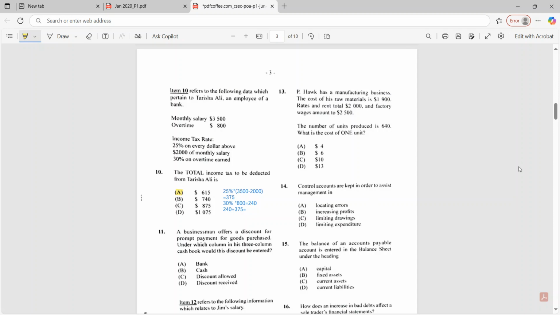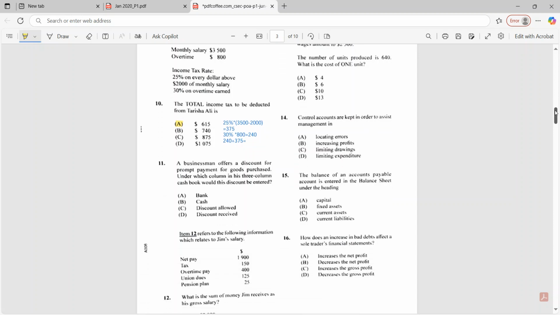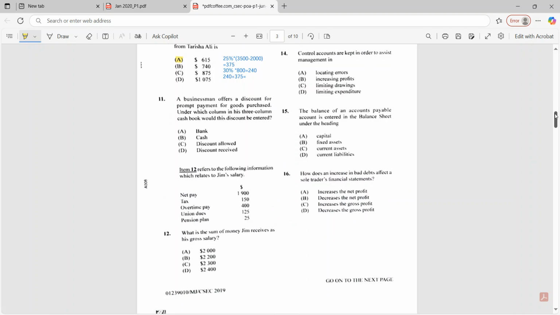Now, a businessman offers a discount for prompt payment of goods purchased. Under which column in his three-column cash book would this discount be entered? Is it the bank, the cash, the discount allowed, or the discount received column? All right, so you have to think about who we're referring to. So the businessman is selling goods. Even though it says purchased here, he's the one selling the goods and he's offering prompt payment. So therefore, it must be discount allowed.